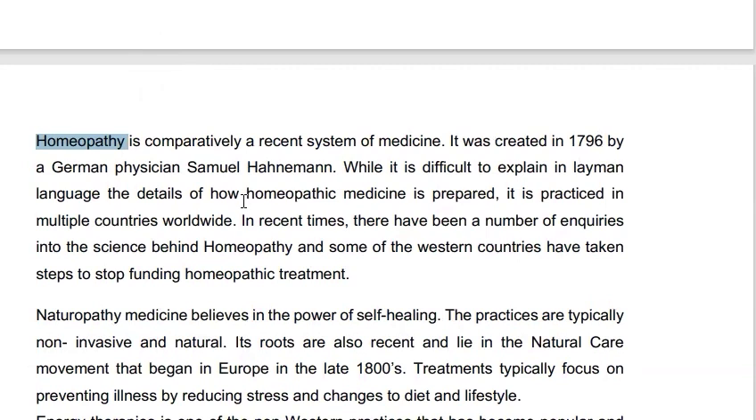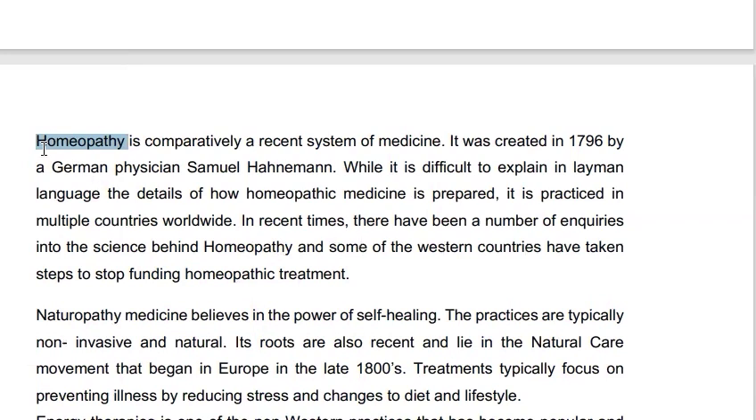So I am trying to skim because here it is not talking about if it was liked by Eastern society. So I am quickly reading and skimming the information. While it is difficult to explain in layman language how it is prepared, so now here it is talking about how it is prepared and practiced in multiple countries worldwide. So we'll move ahead. In recent times, there have been a number of inquiries into the science behind homeopathy, and some of the Western countries have taken steps to stop funding homeopathic treatment. So here it is saying that Western countries have thought that they will stop funding the homeopathic treatment.